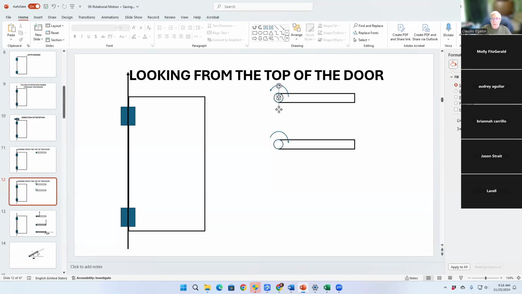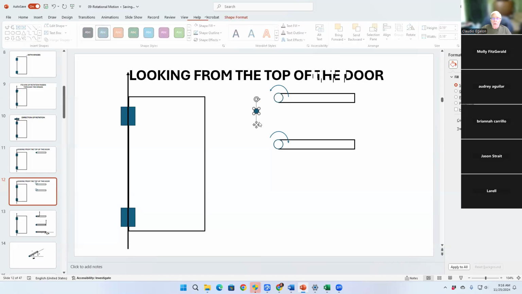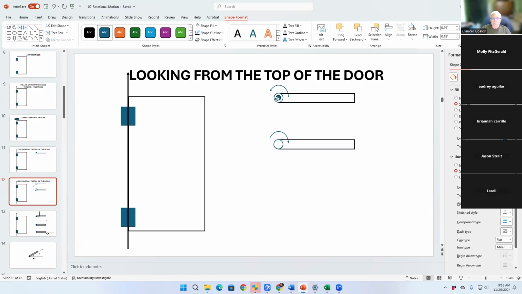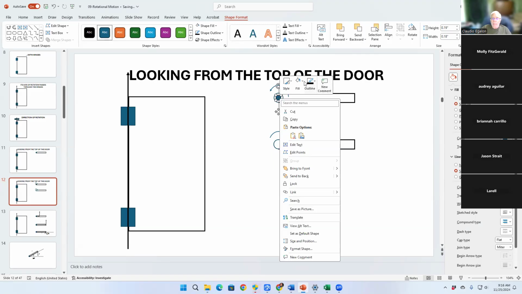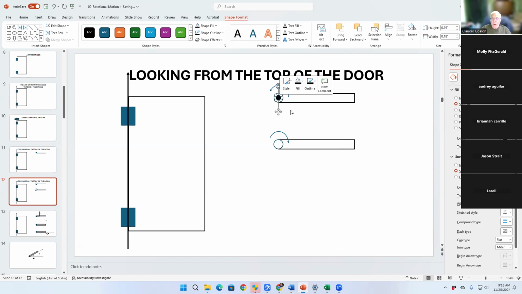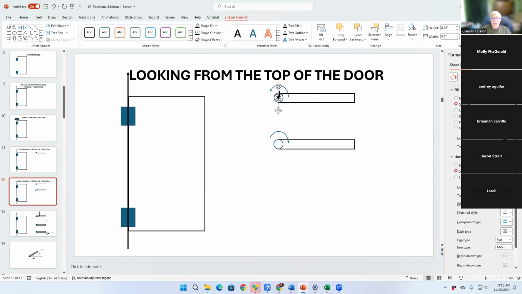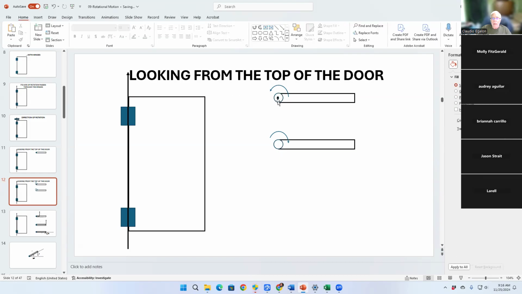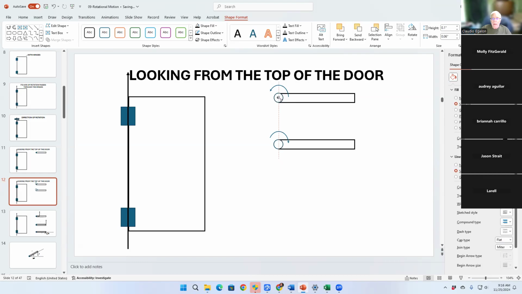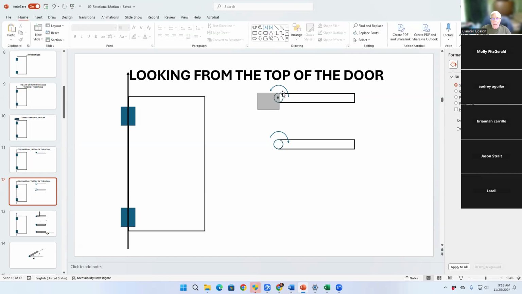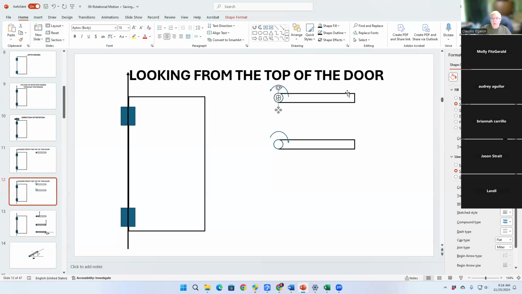Let's see. Oops. No, this is not what I want. I want the other one here. This one here. A smaller circle with a black fill to illustrate the point of the arrow. Point of the arrow. Okay, like that.